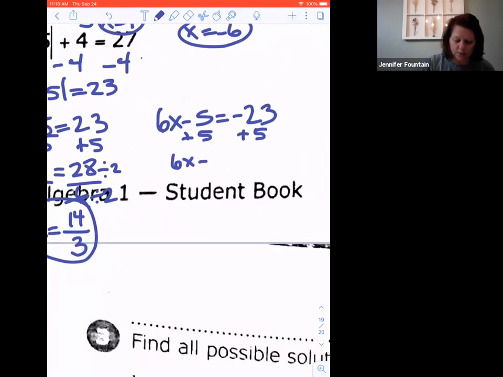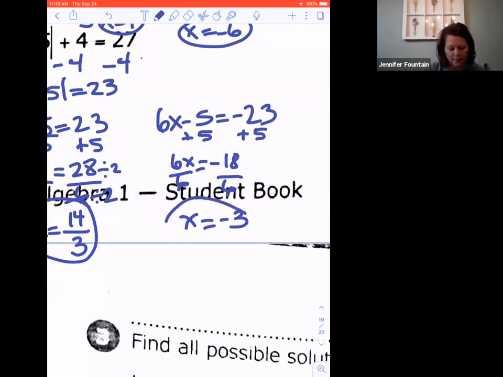All righty, so then we went ahead and added 5 on each side. So I have 6x equals, I've got negative 23 plus 5. I take the sign of the larger, which is that negative. Now I've got to combine them by finding the difference. So I'm going to have negative 18. Divide by 6, divide by 6. I have a negative divided by a positive, so I have a negative 3. So my possible solutions are x equals 14 over 3 or x equals negative 3.